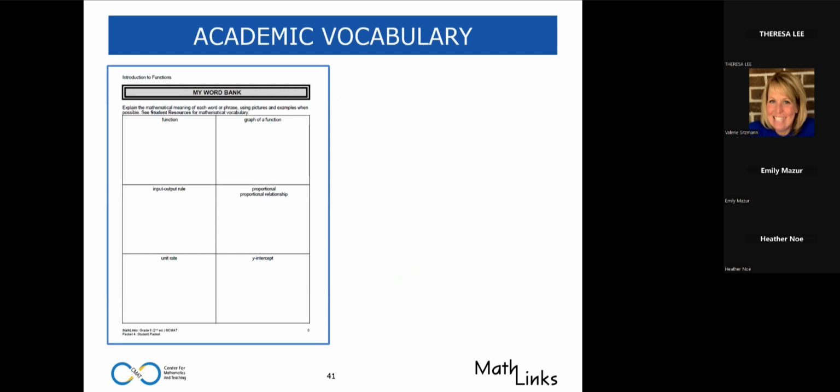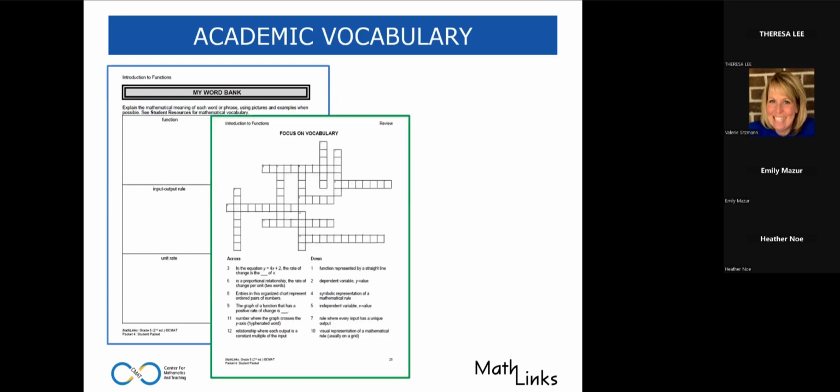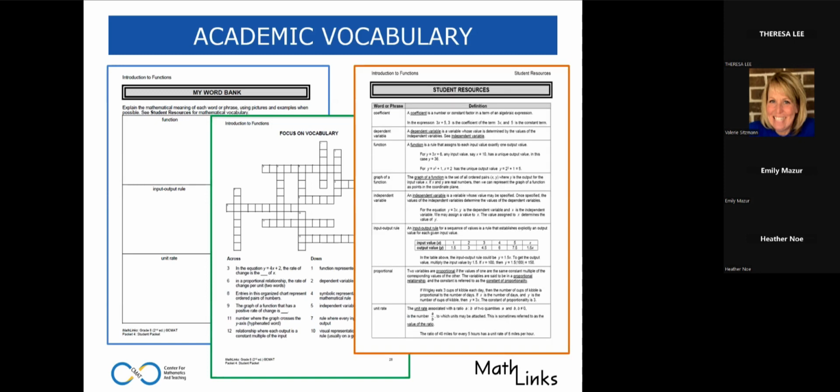Learning and using correct academic vocabulary is a big deal in our program. We include an empty word bank that appears at the beginning of every packet, and throughout the packet, students are prompted to write the definitions or pictures in their own words. At the end of every packet is a crossword puzzle for vocabulary practice, and precise definitions are provided in the back of every packet.